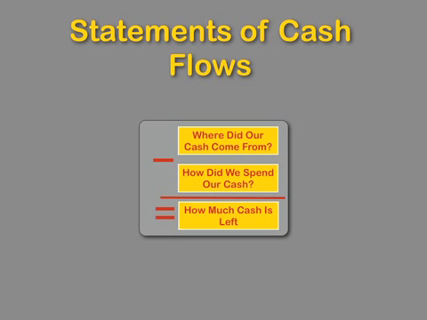The second type of financial statement is the statement of cash flows. This statement is extremely important for tracking where a business's cash came from and where it went to. The three questions this statement answers are: where did our cash come from? How did we spend our cash? And how much cash is left over? It's pretty obvious that a business can produce cash from selling goods or services and can use cash for buying supplies it needs to make goods or produce services.